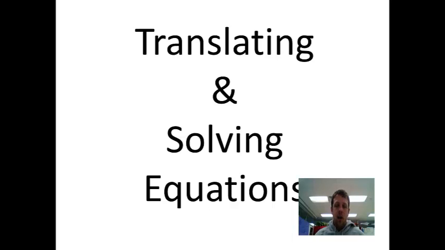This one is all about translating and solving equations. So by the end of this, you'll be able to take a paragraph and turn it into an equation and then solve the equation like we were doing today. So we're just adding an extra step to what we were doing today.